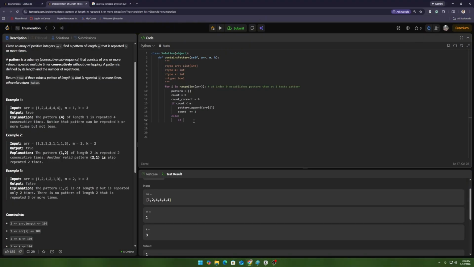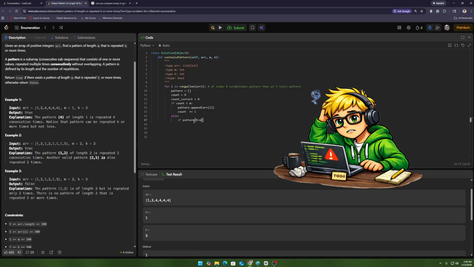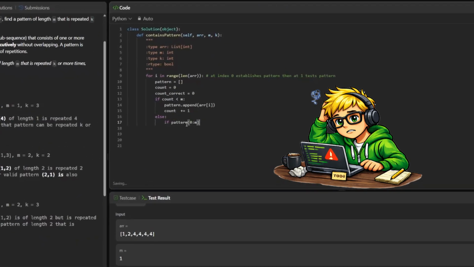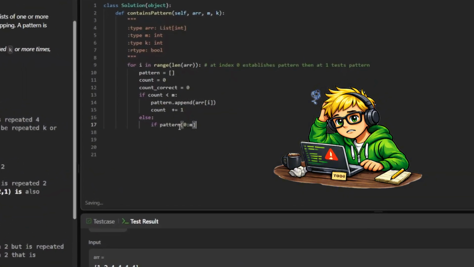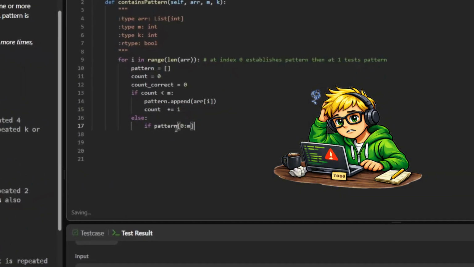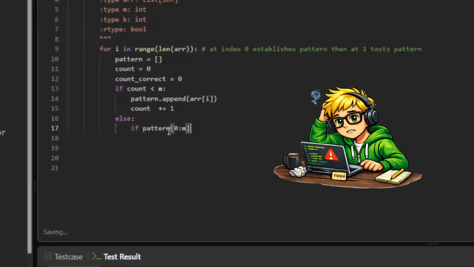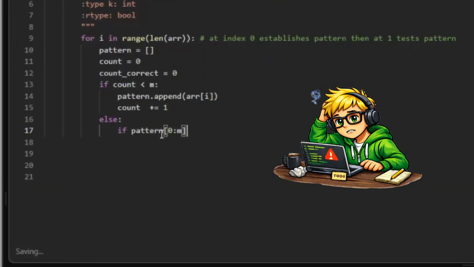If pattern sliced from 0 to m, right? Because that's the length of the pattern. Basically, the reasoning for this, why it's so incredibly stupid, is because I have just hard-coded the start of the array into every pattern. You can see how this would be a problem if the pattern doesn't show up within the first element of the array.